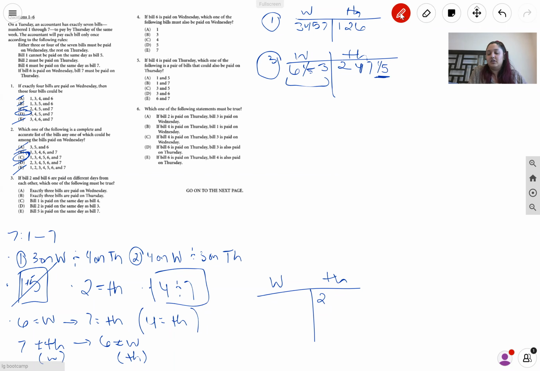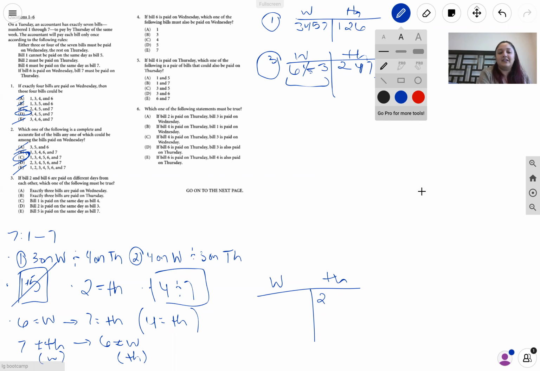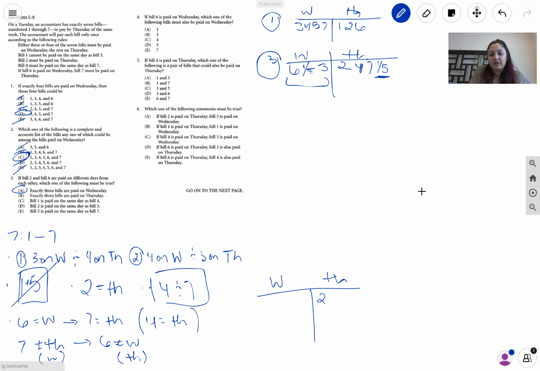So I'm actually going to pick A as my answer choice, but let's take a look at everything else and see why that's wrong. B, exactly 3 bills are paid on Thursday, but we know that exactly 4 of them are being paid on Thursday. So I know that B can't be right. Does that make sense?